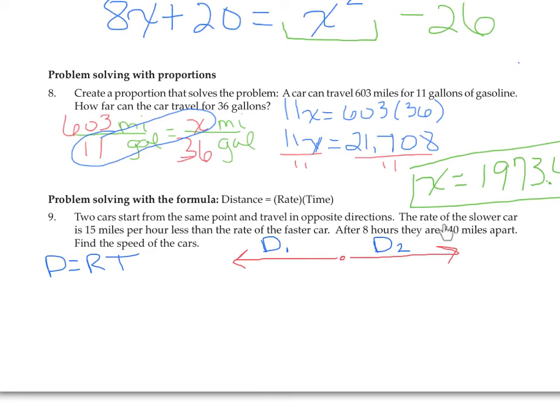Okay, the rate of the slower car is 15 miles per hour less than the rate of the faster car. So each car has its own rate. We're going to call this rate 1, and we're going to call this one rate 2. It says the rate of the slower car, it doesn't matter which one, let's just call 1 the slower, is 15 miles per hour less than the rate of the faster car. So I can put that information here just like I did with the triangle or the rectangle. This one is 15 miles per hour less than the other one. So it's rate 2 minus 15.